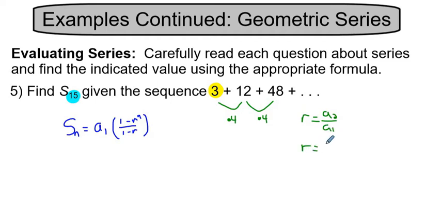Or, if you need to, you can always do a2 divided by a1. In this case, that would be 12 divided by 3. Or any adjacent terms that you have, you could have done 48 divided by 12. Just make sure that you do the second one divided by the first one. If you do it the wrong way, it will be upside down.